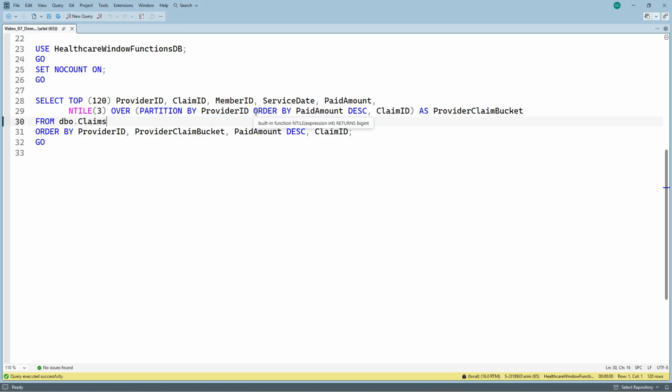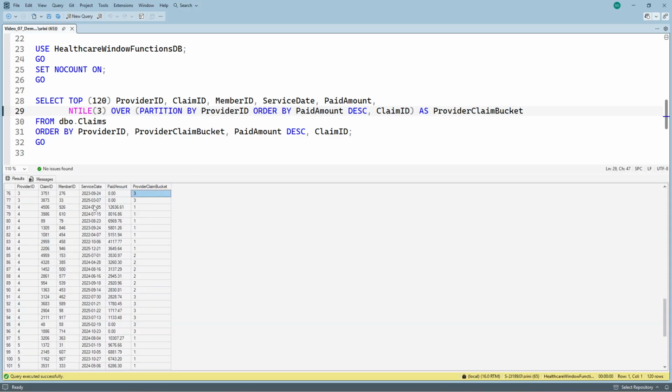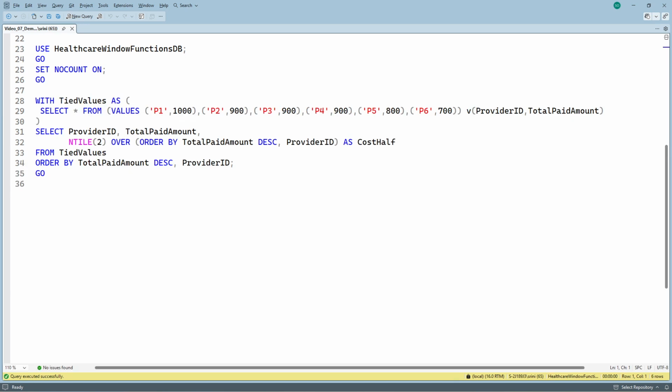PARTITION BY provider ID restarts the buckets for every provider. Then paid amount descending defines the sequence inside that provider. This shows the segmentation can happen globally or independently inside each business group. This is a subtle ntile behavior that matters in real reporting.